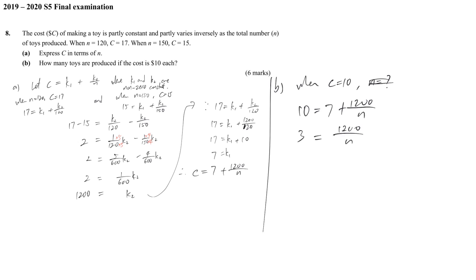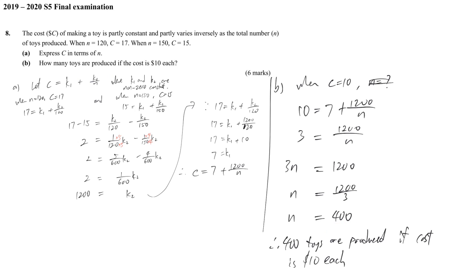Both sides minus 7. Then 3 equals 1200 over n. Both sides times n. And finally, both sides divided by 3. We got n is equal to 400. So the answer is how many toys are produced? 400 toys are produced in this situation. Make sure you answer the question before you proceed to the next question.